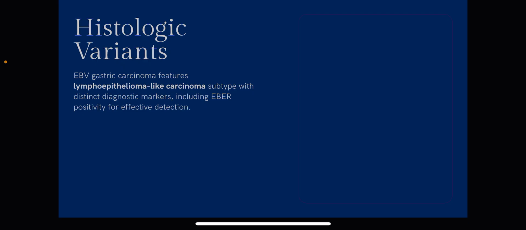Histological variants. The Epstein-Barr virus gastric carcinoma features, that is lymphoepithelioma-like carcinoma subtype with the distinct diagnostic markers including EBER positivity for effective detection.